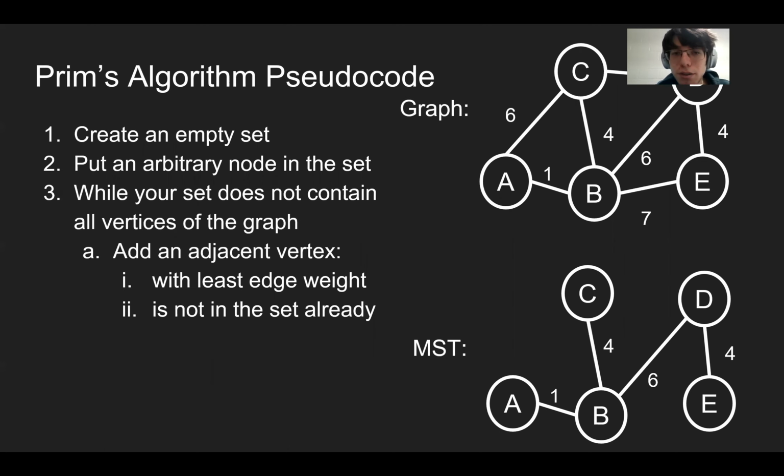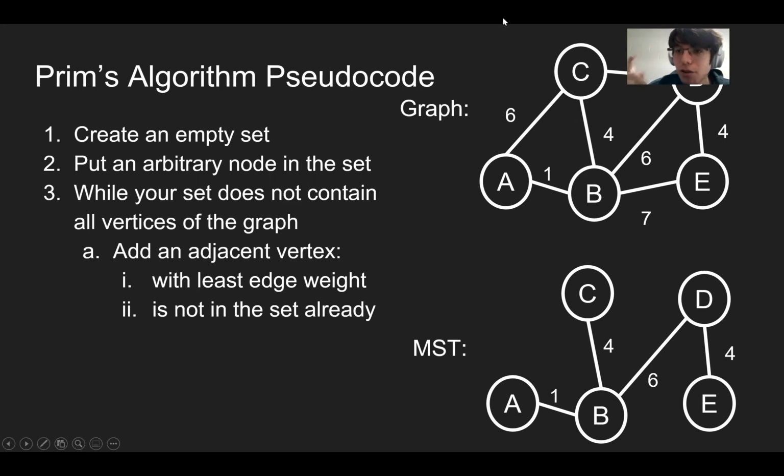But the idea is, we'll talk about pseudocode. You create an empty set, you put an arbitrary node in the set, and while your set does not contain all of the vertices of the graph, because we have 2 sets, the one which is the MST and the one that's not the MST, you add an adjacent vertex with the least edge weight, the smallest one, if it's not in the set already.